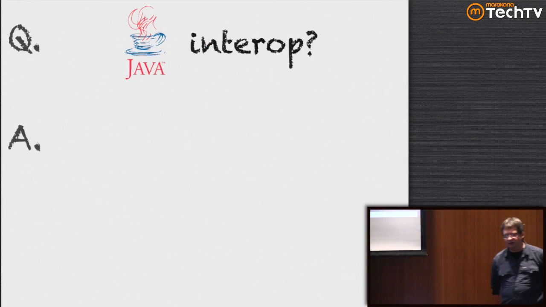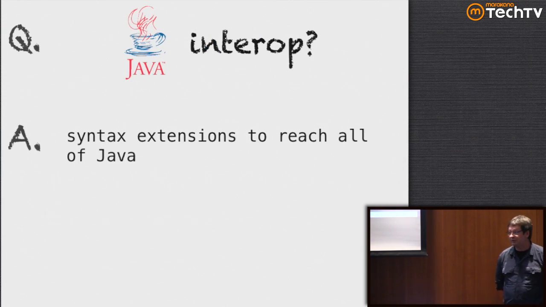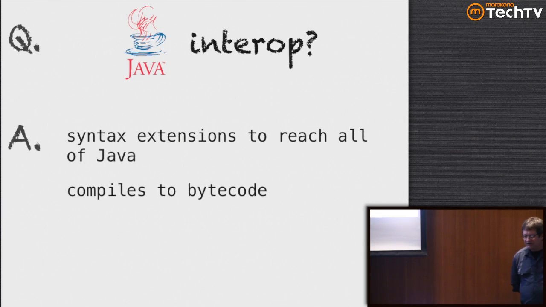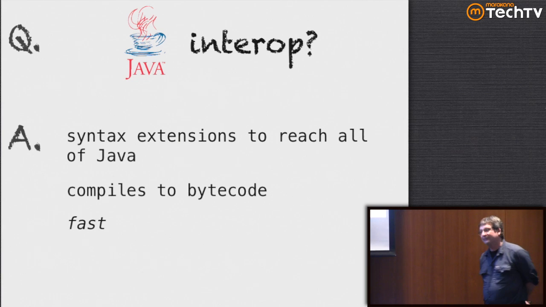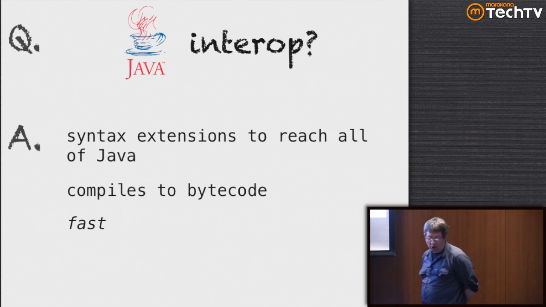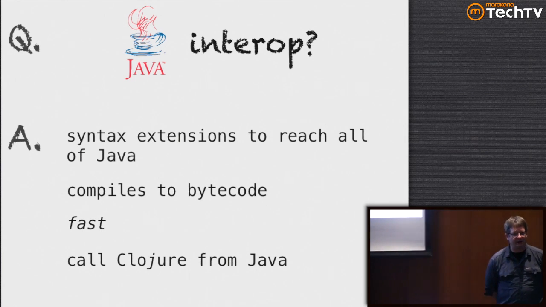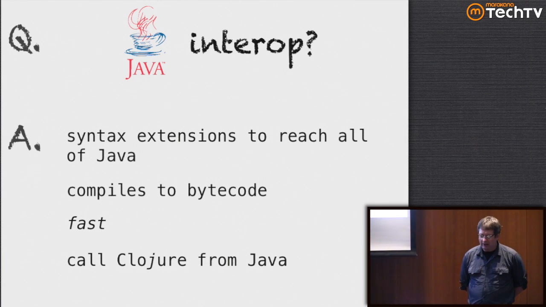So speaking of Java interop, one of the things that you're obviously going to need to do in a JVM language is interoperate with Java. And so let's look at Java interop and what that looks like. You have syntax extensions to reach all of Java. So there's no part of Java that you can't get to in Clojure. Clojure also compiles to bytecode. So this is not an interpreted language. It compiles down to bytecode, which means it's fast. And you can also call Clojure from Java if you want, because at the end of the day, it's all bytecode.